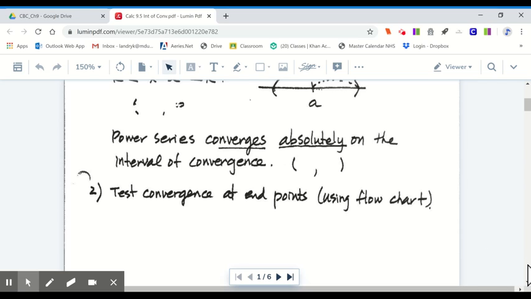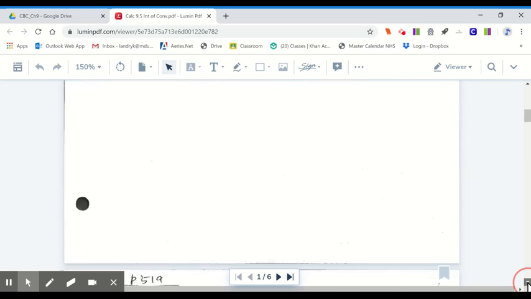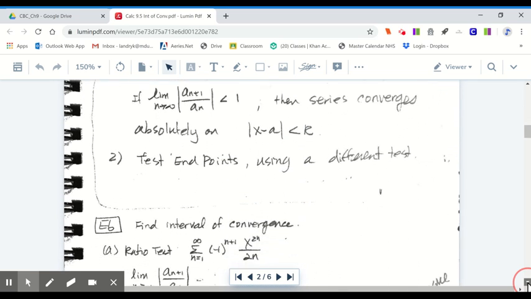So for the exercises that I'm giving you today, you're applying the ratio test to find the open interval of convergence where the series converges absolutely. And then at the endpoints, the lower end and the higher end, you're going to have to do some other test to see what happens there. And then you will have the interval of convergence. So this is just another summary of what I just said.